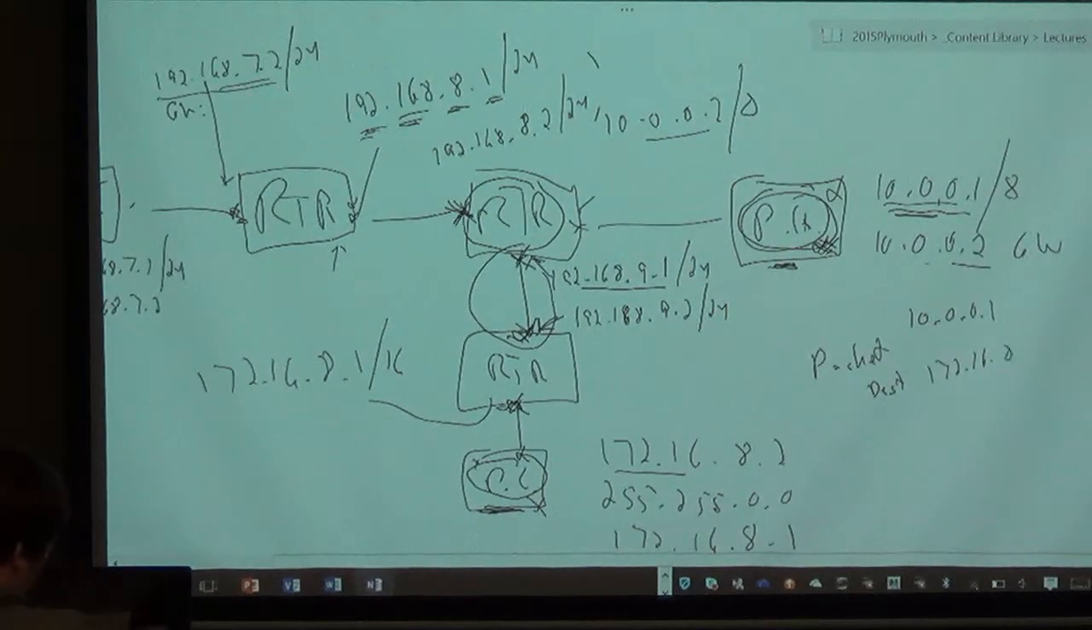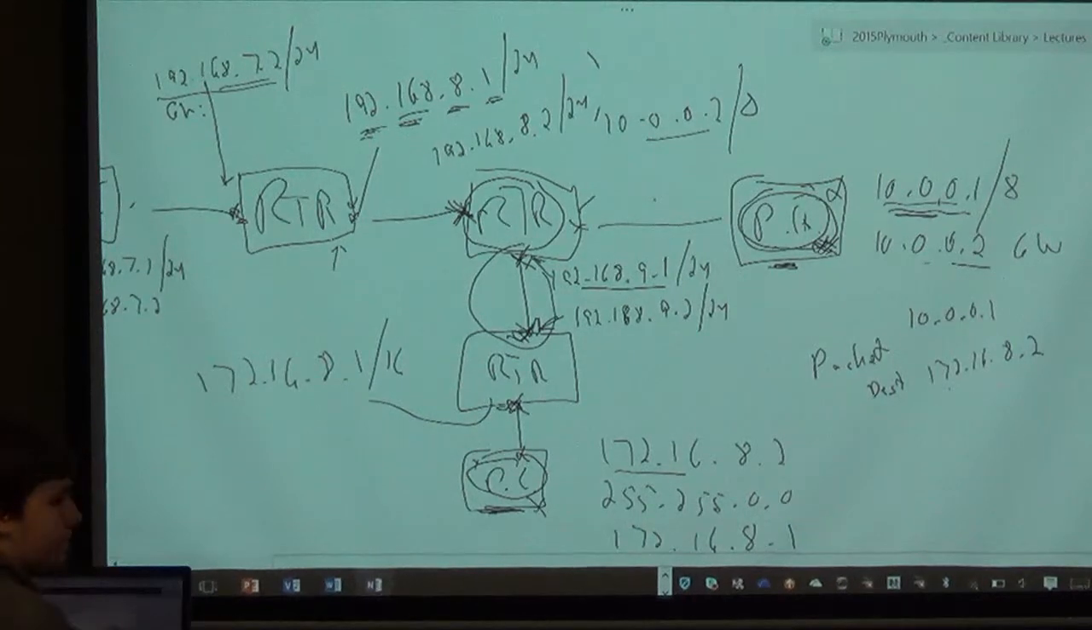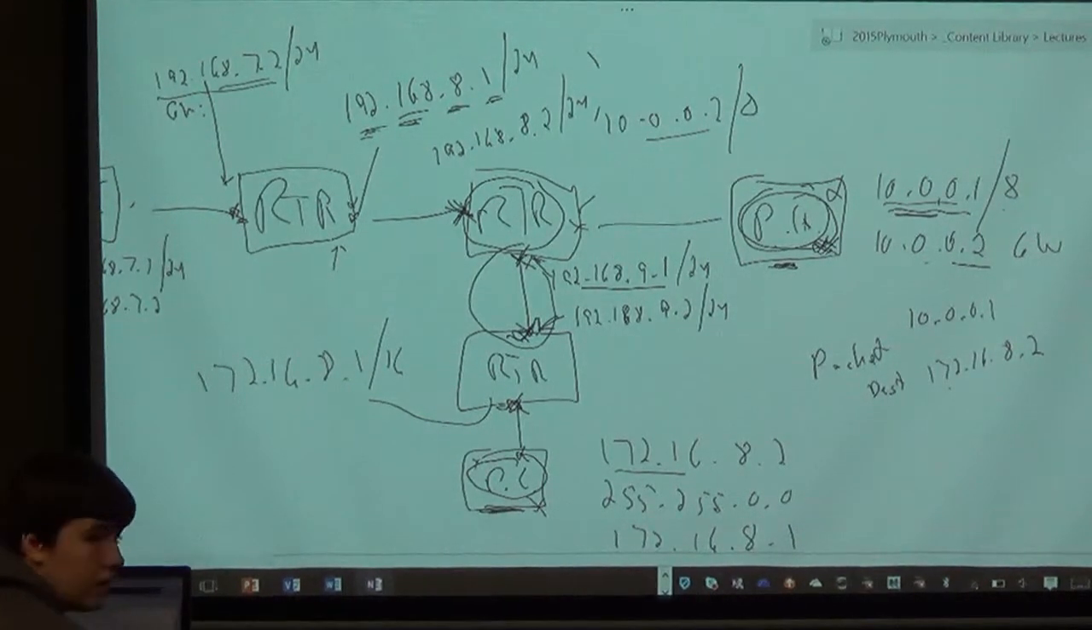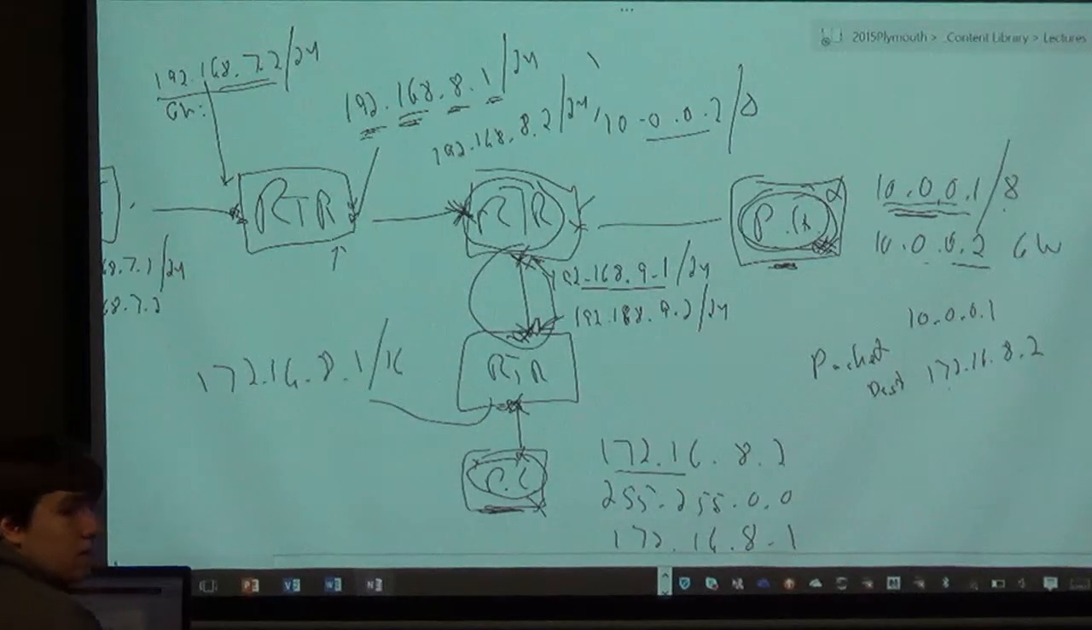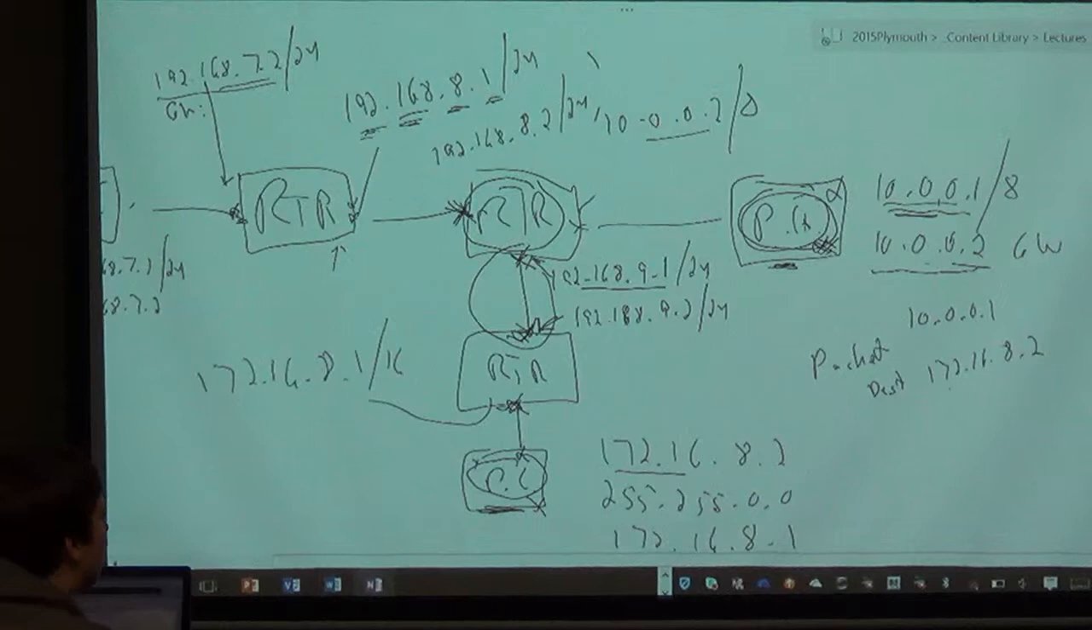172.16.8.2, right? Is that what you said? Yeah. Okay. If this PC is sending to this destination, how will it know where to send it? It won't, right? It's not on its same network, so it's going to send it to what? It's going to send it to its default gateway, which is 10.0.0.2, which is this guy.